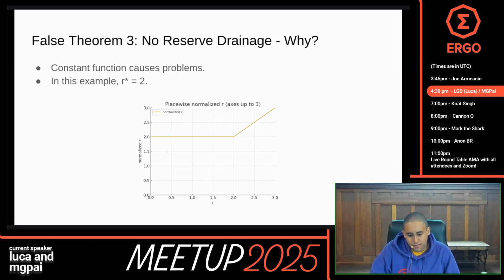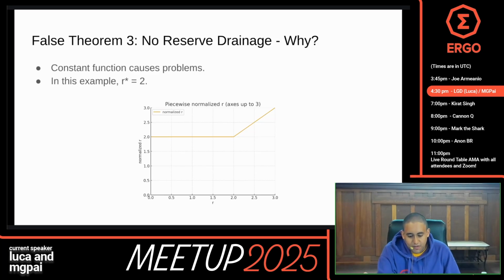All of these problems that I mentioned are related to the fact that, in the beginning of the presentation, I showed the equation for the fusion ratio. It was the minimum of this parameter Q star and this ratio. And this ratio is what we call the reserve ratio: the reserve divided by the oracle price times the circulating supply of stablecoins.